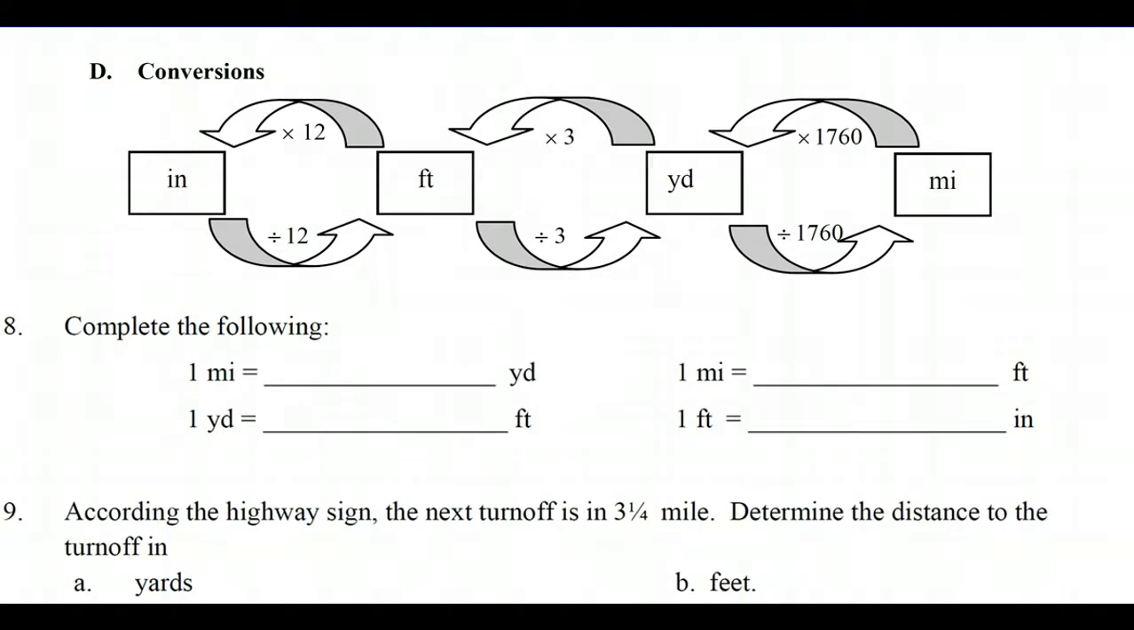Conversions. 1 mile is 1,760 yards. 1 yard is 3 feet. 1 mile is 5,280 feet. Okay, you can see that 1 mile multiplied by 1760, 1 yard multiplied by 3 to get feet. You would have to multiply these two together to get that, and 1 foot is 12 inches.